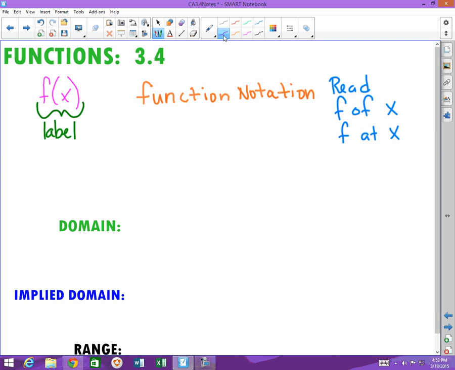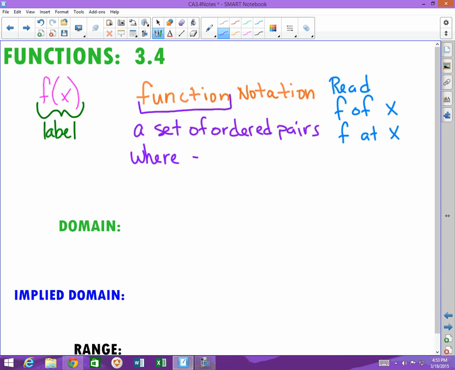And what a function is, it's a set of ordered pairs where each x has one and only one y.